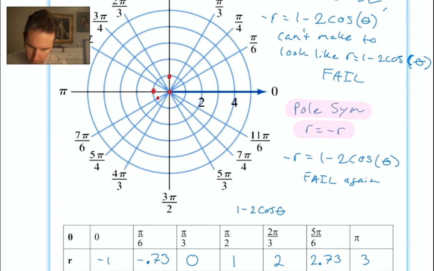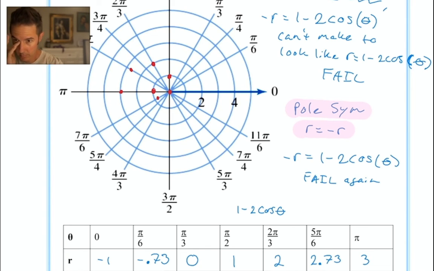Going out 2 units. At 5 pi over 6, I'm going out something like 2 3/4. And aiming in the direction of pi, I'm going out 3 units. So I plotted all of those with solid dots.